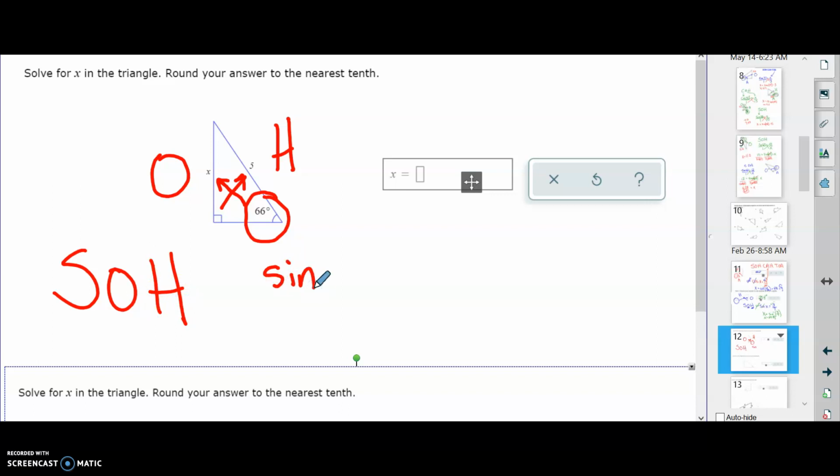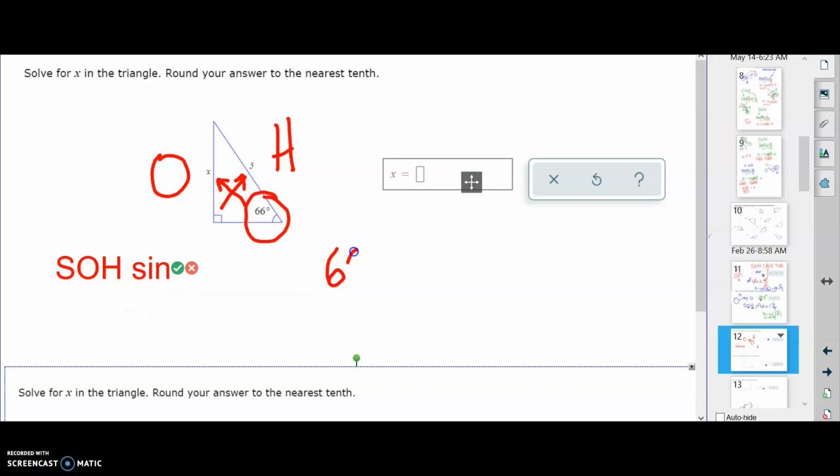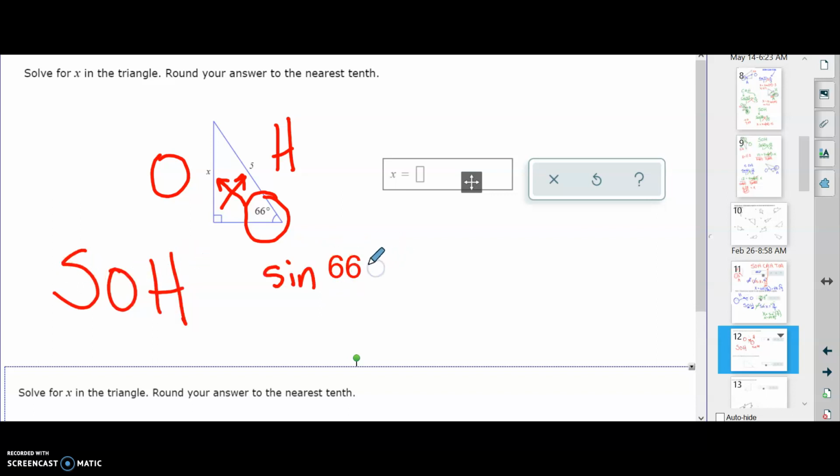Now on this one, I know the angle. So I'm not going to write x, I'm going to write 66. I know the angle. All right, and then I need the O first. So the x will go first. Right, and then the H comes second. So the 5 comes second. All right, and now our goal is to find out what x is. So that means we want to get the x alone.